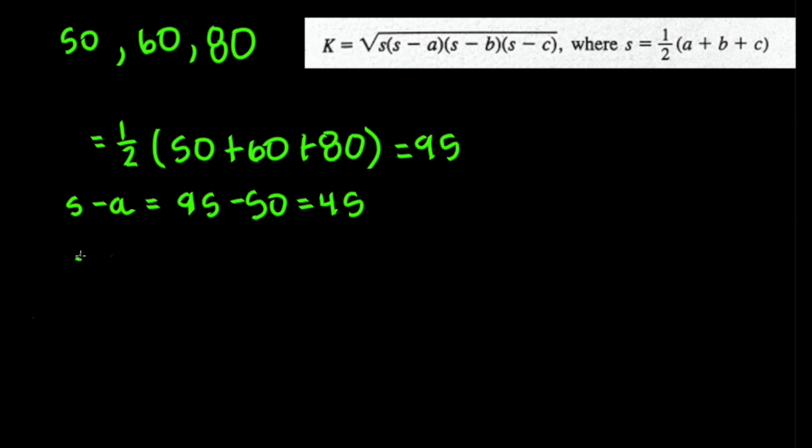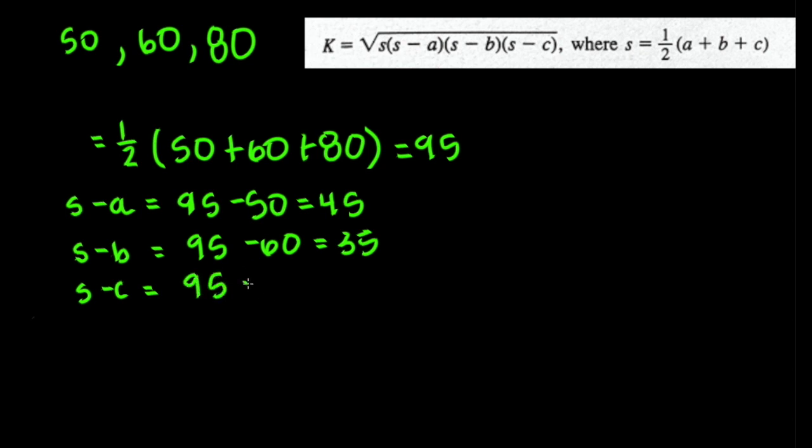Now for s minus b. s minus b is also the same as 95 minus 60. 95 minus 60 equals 35. Now for the final one, s minus c. As we know, s equals 95 and c equals 80. So 95 minus 80 is going to equal 15.